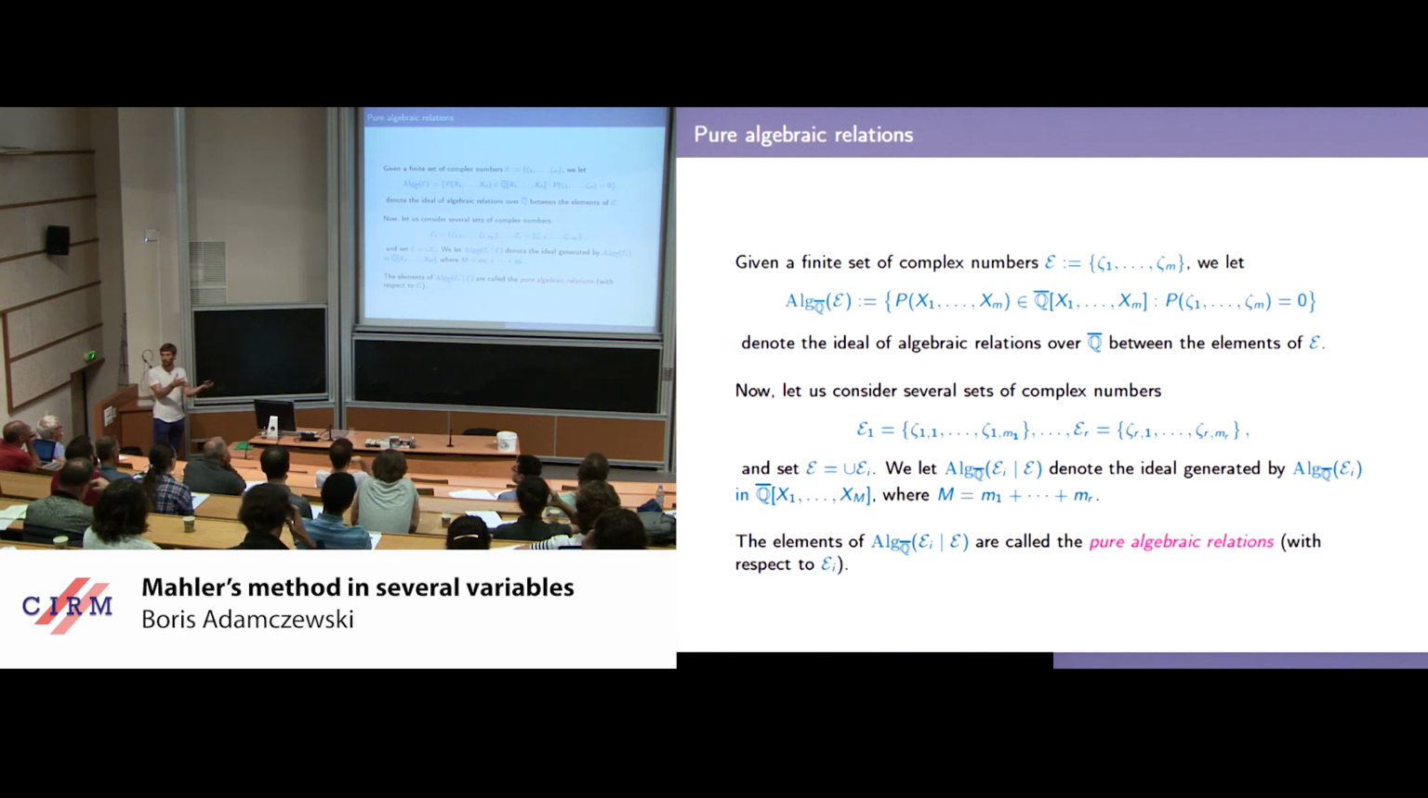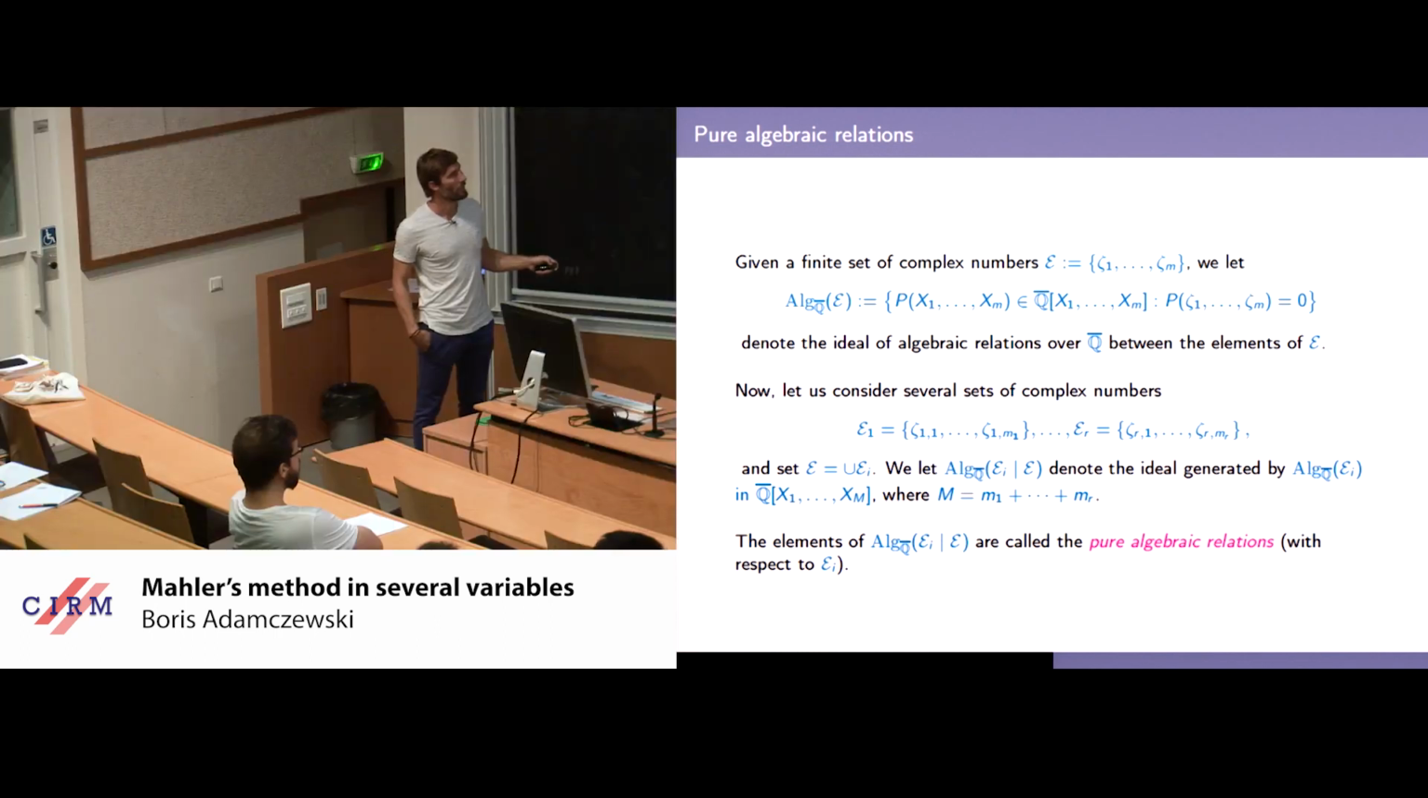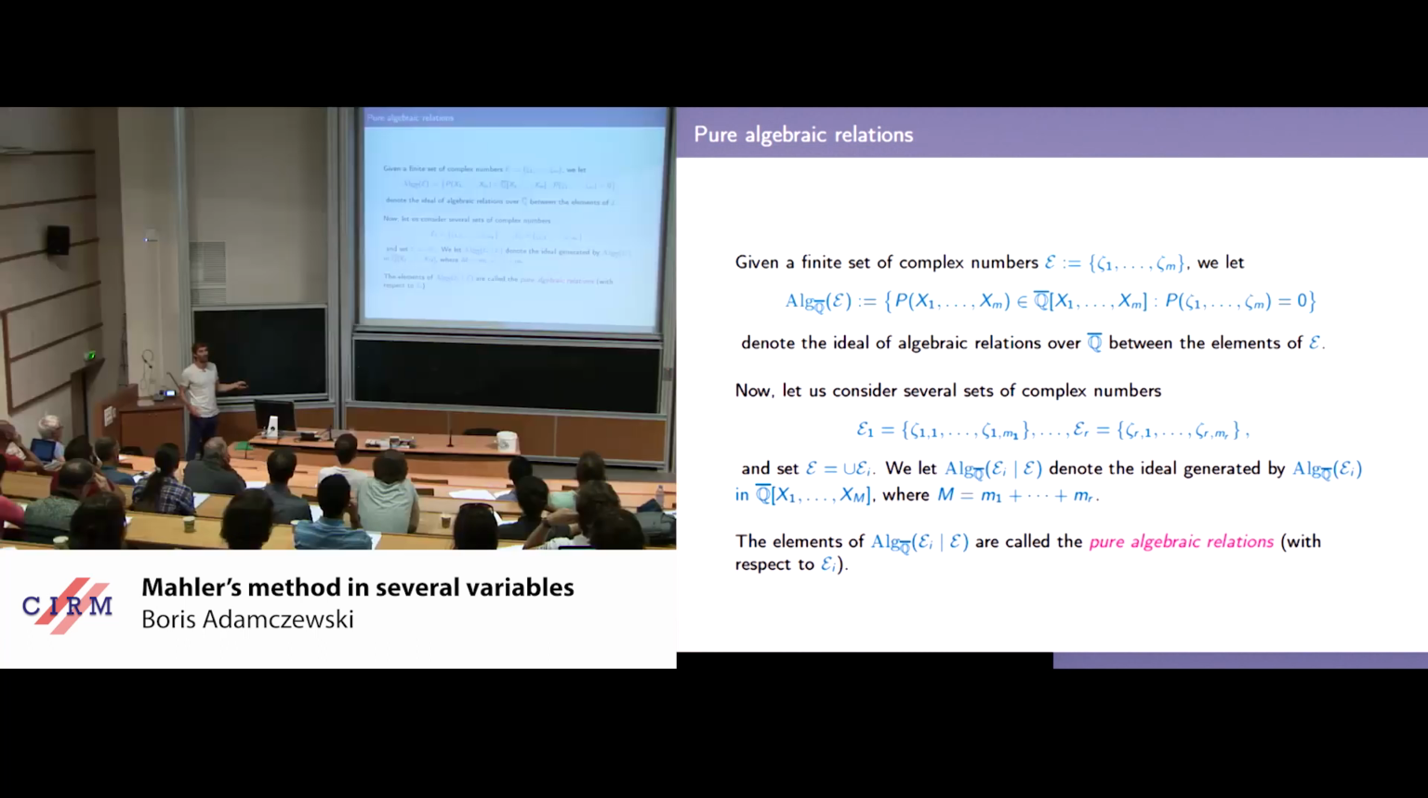So you can imagine that you have some general algebraic relations that concern all the numbers, and some are pure if they are made with just elements of some subset. So for instance, if there is no relation between the numbers E_i, so alg E_i is 0, and so this one is also 0, there is no pure algebraic relation.